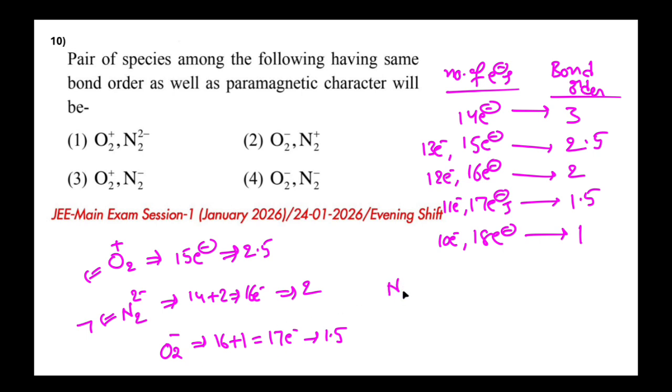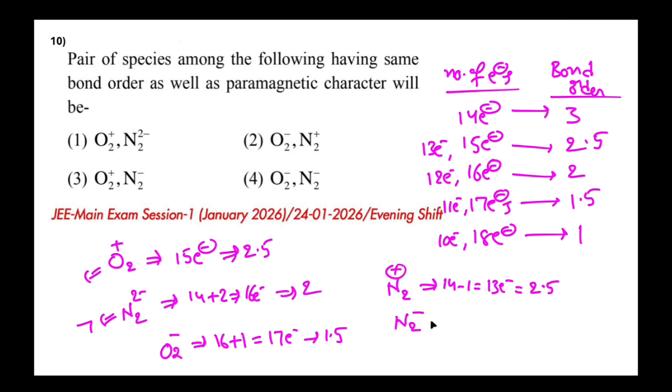Then N2 plus. In N2 plus, the nitrogen atom has 7 electrons, 7 2s are 14. A positive charge means you remove 1 electron. 14 minus 1 is 13 electrons. 13 electrons means bond order 2.5. Then N2 minus.